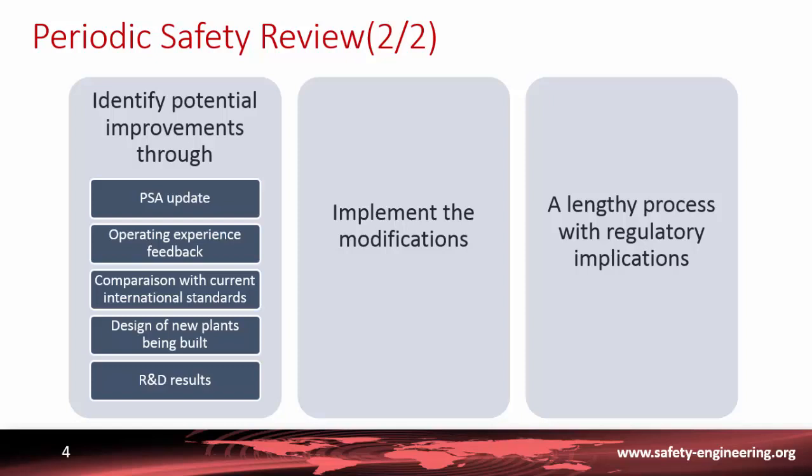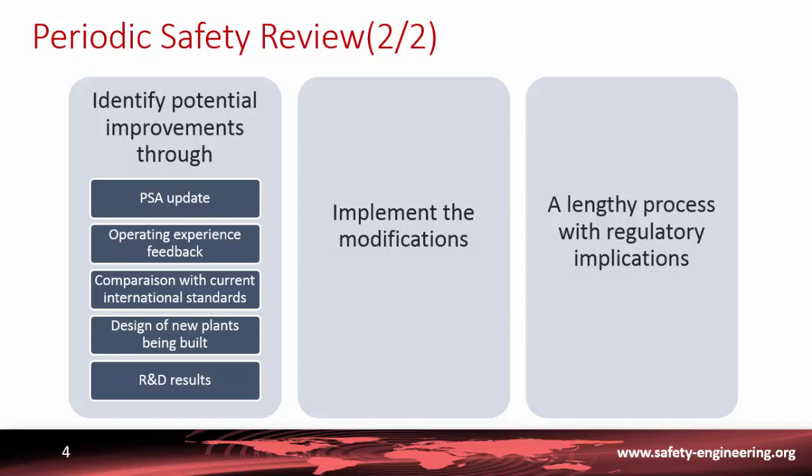So how to identify the potential improvements? This is done first through the probabilistic safety assessment update, because new data could have become available. There are new ways of looking at the transients. So the probabilistic safety analysis will be updated.